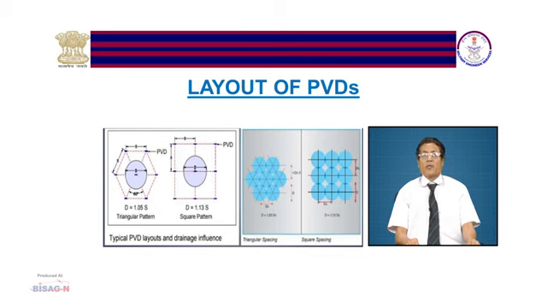This is a typical layout of the PVDs. Now, this first one you can see, it is a triangular pattern, basically equilateral triangular pattern, and another is square pattern. D is diameter of the drainage influence.